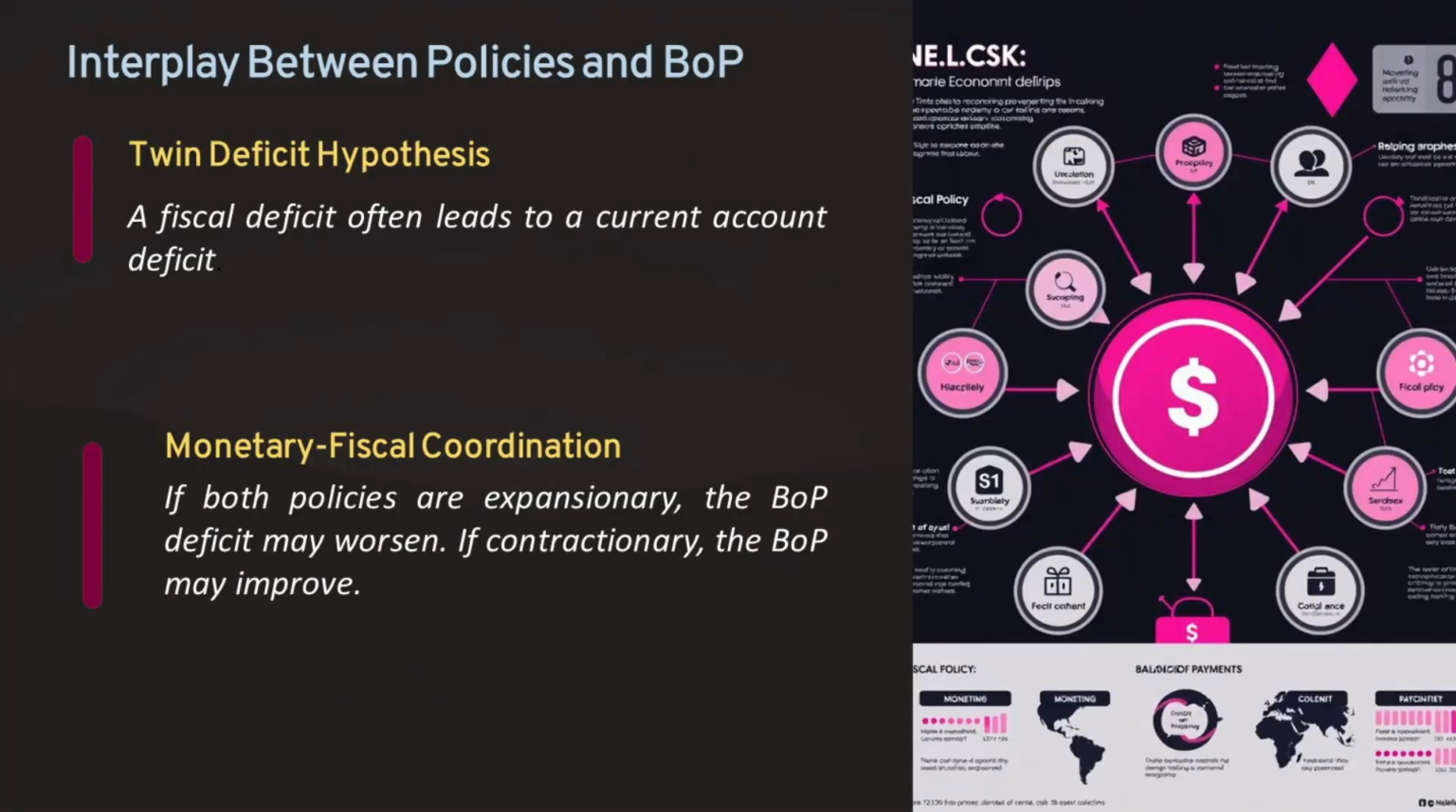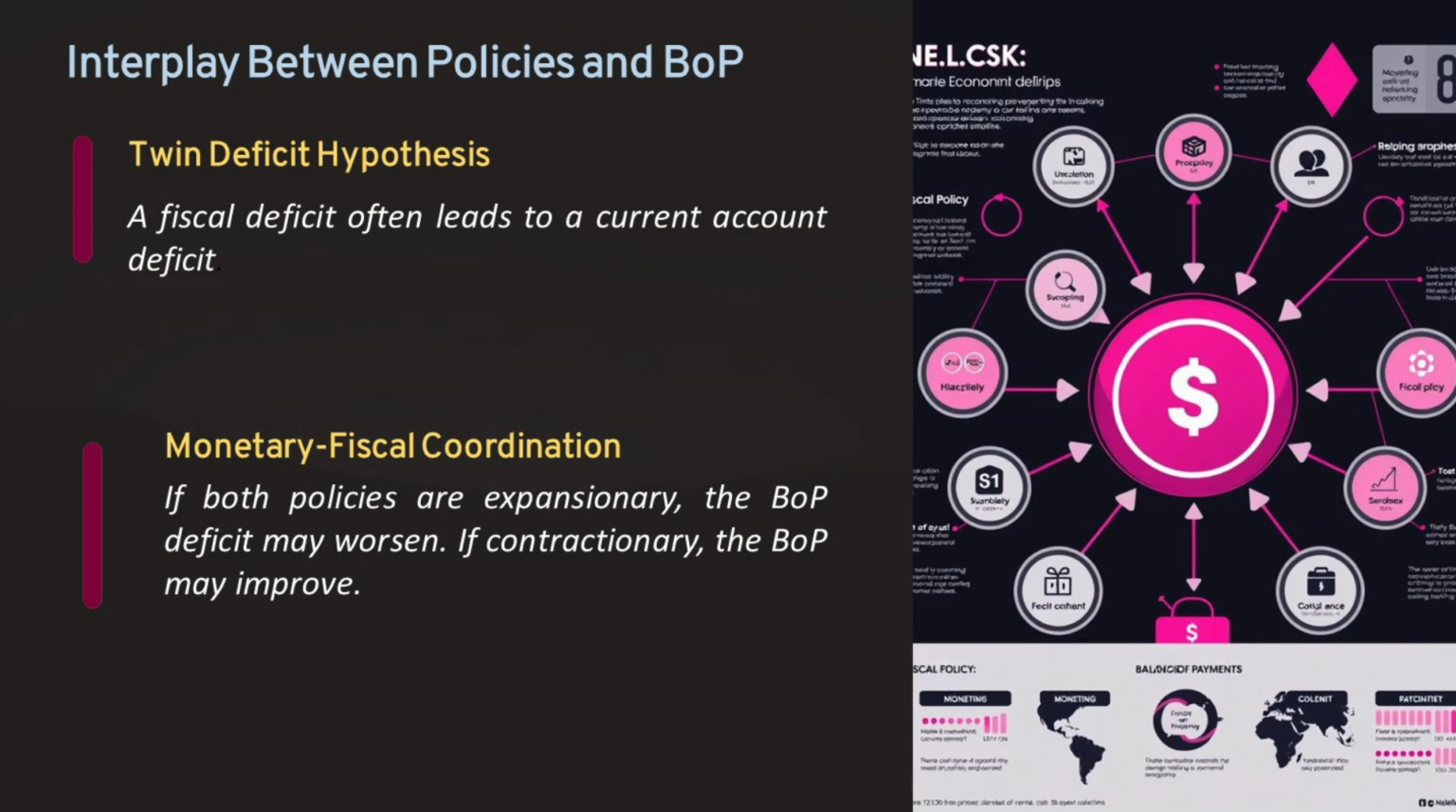Now, if you see the whole game, the balance of payment position of a country is basically an interplay between monetary policy and fiscal policy. So that is why, in fiscal literature, it is known as the twin deficit hypothesis. That is, a fiscal deficit often leads to a current account deficit, and it is always said that there should be some coordination between monetary and fiscal policy, so that we can maintain a healthy balance of payment.